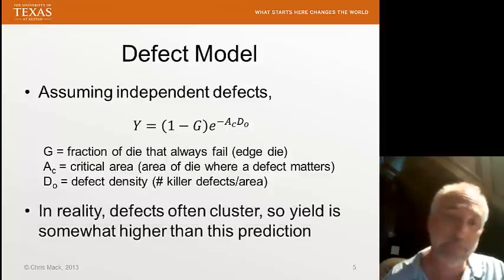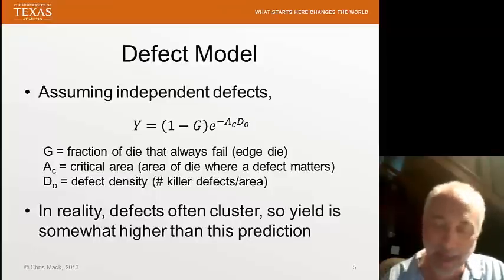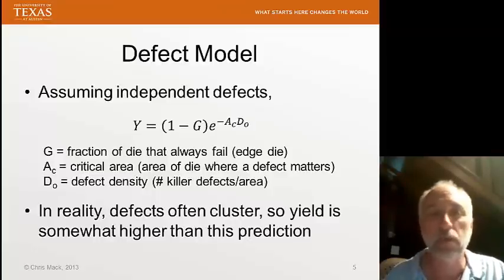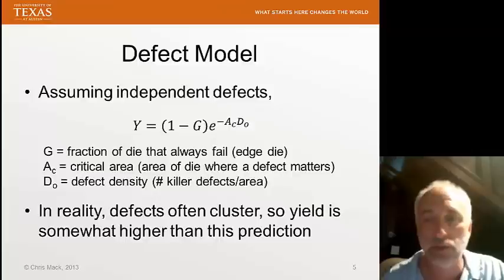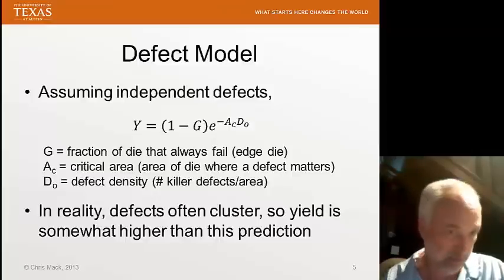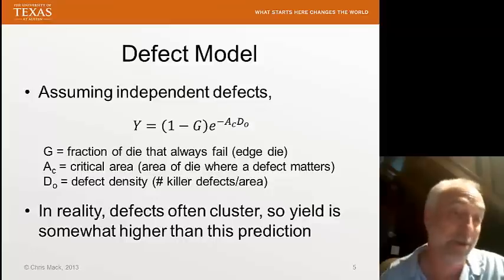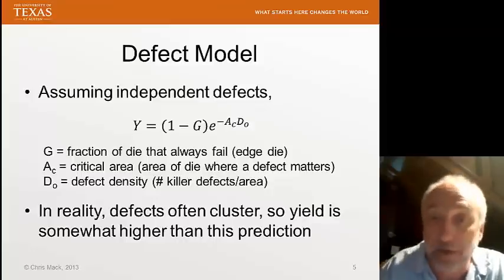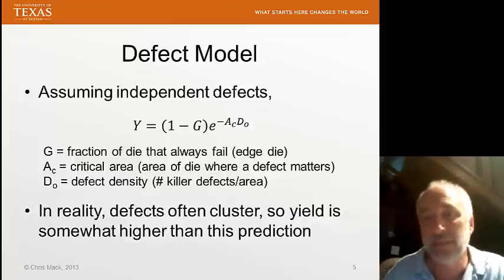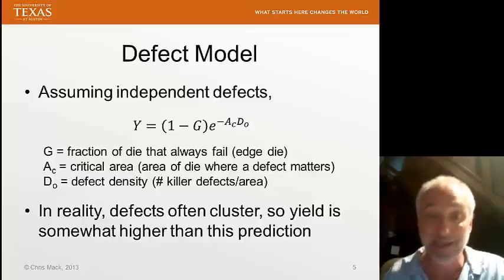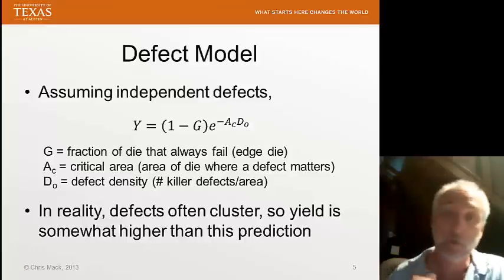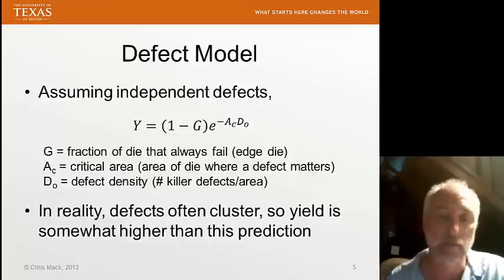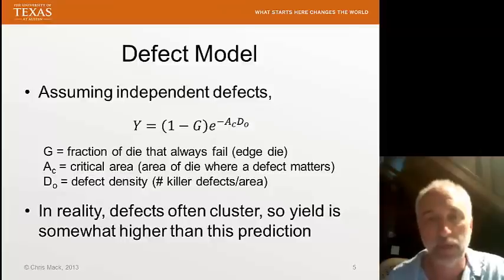In reality, though, defects often cluster together. They don't actually act independently. And so the yield that we predict with this independent equation is usually low. You can only kill a die once. So if you get a cluster of 3 defects and they're all on the same die, well, it didn't cause 3 dies to fail. It only caused 1 die to fail because they were clustered together. So clustering actually reduces the impact of the defects. And we have more significant, more complex models that take this clustering into effect as well, but we're not going to cover that here.